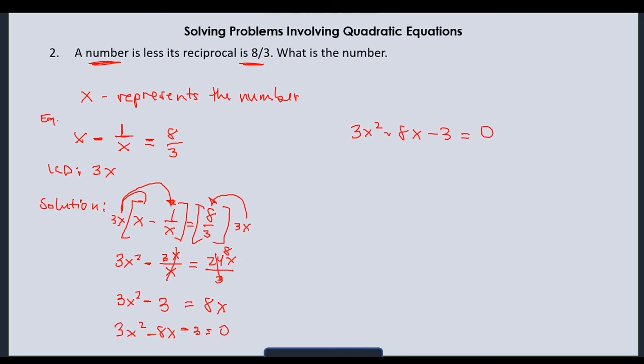Okay, now I'll be using factoring for this one. When using factoring, make sure to multiply the value of a to the value of c. So a times c will give me negative 9. So get the factors of negative 9. For example, negative 9 and 1. To check if I got the correct factors, get the sum of negative 9 and 1. That will give me negative 8. The value of b is negative 8, so therefore, those will be our factors.